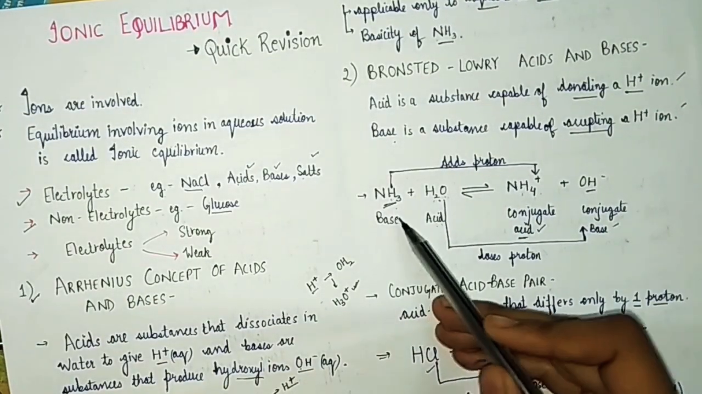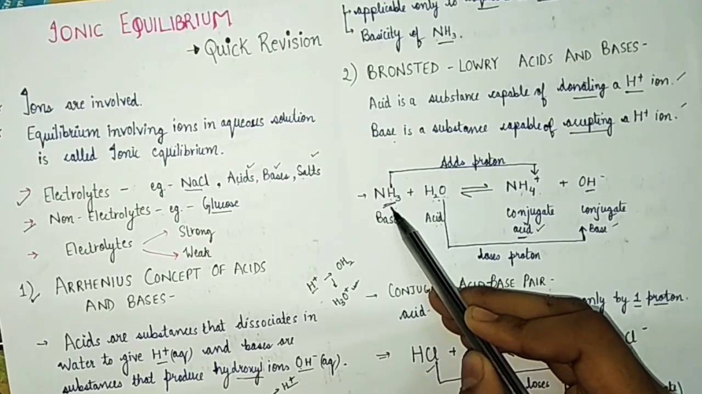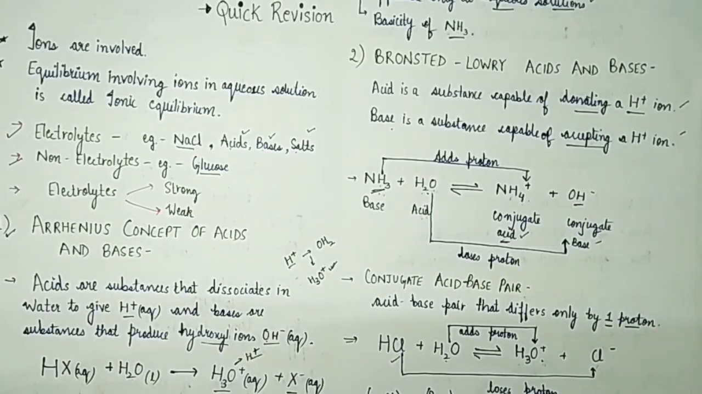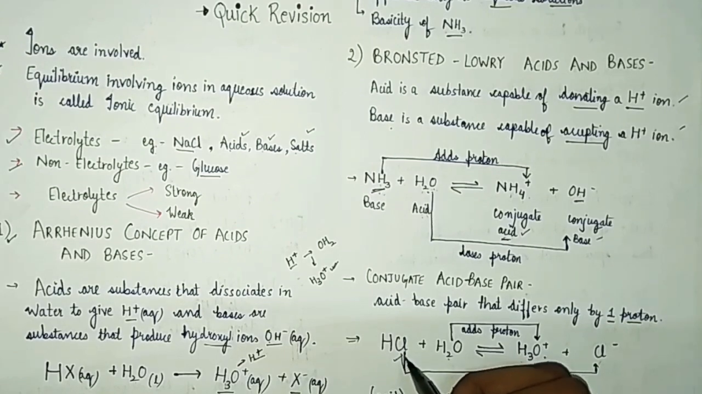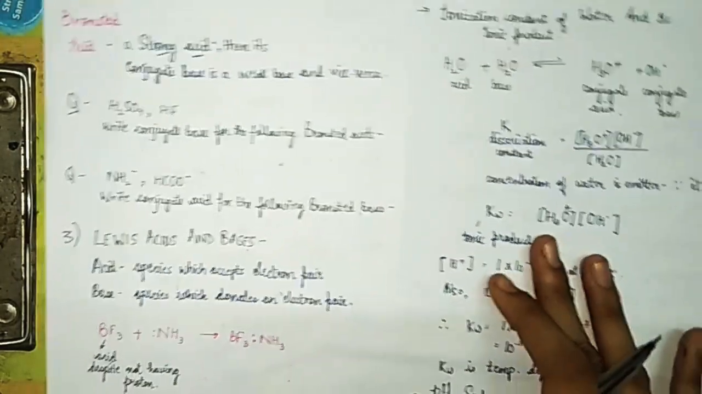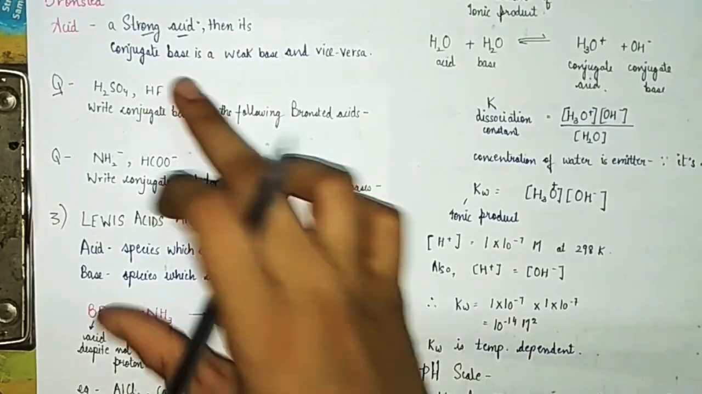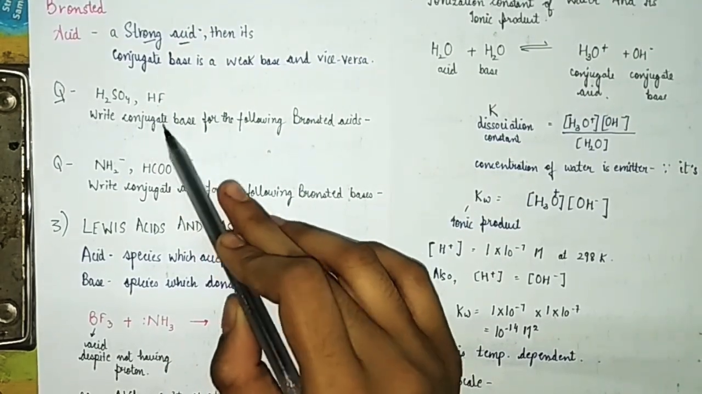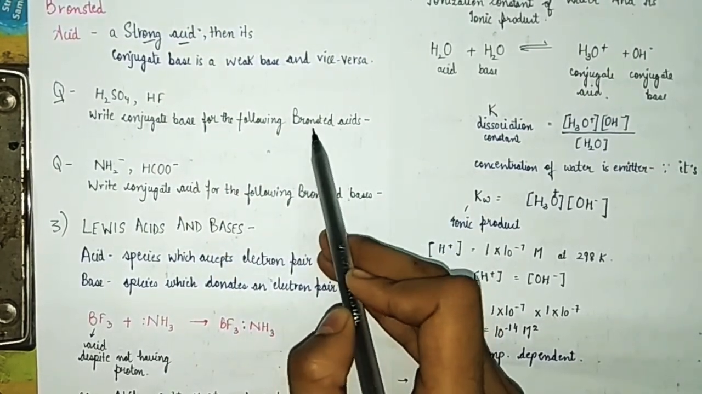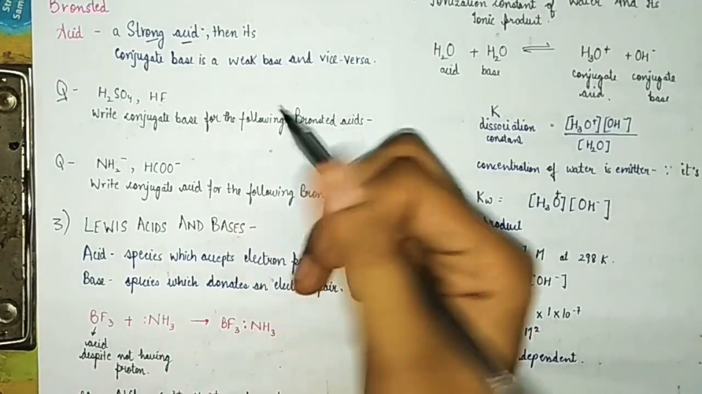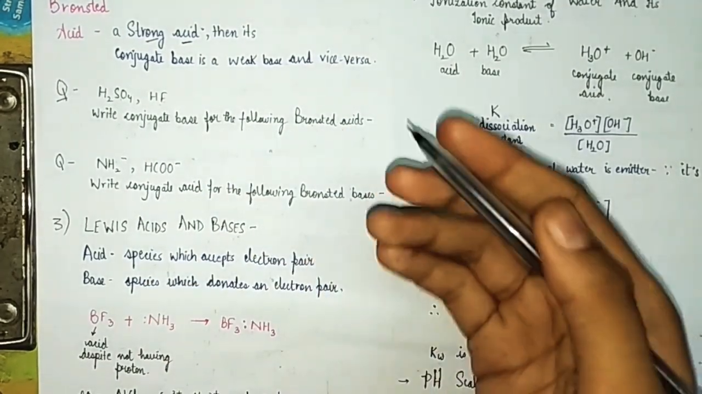See, we have a strong base, ammonia, and the conjugate acid is a weak one. Or we can say that if we have a strong acid, HCl, the conjugate base is a weaker one here. So this type of question comes in exam. If we have two acids, H2SO4 and HF, we have to write the conjugate base for the following Bronsted acids. As I told you, Bronsted acid is a strong acid. So these H2SO4 and HF are strong acids. So we have to make a conjugate base for the acid.